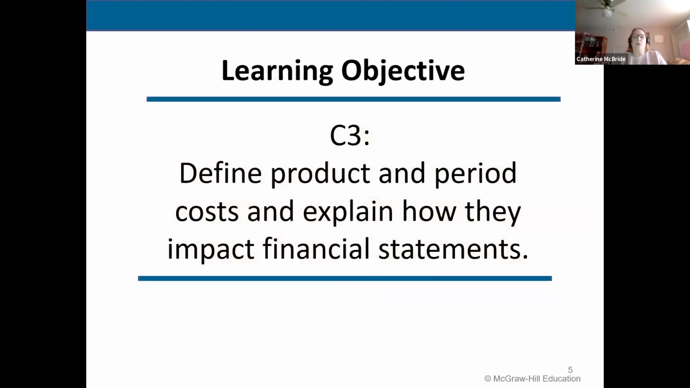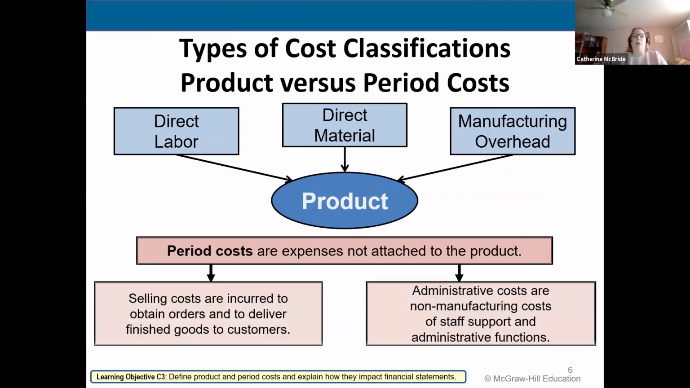So we are going to look at product and period costs. Okay, so the last one is, we are specifically manufacturing a product. The product costs, what it costs to manufacture the product, are direct labor, direct materials, and manufacturing overhead. Direct labor, direct materials, and manufacturing overhead. Those are the product costs. Those are the costs that go directly into manufacturing the product.